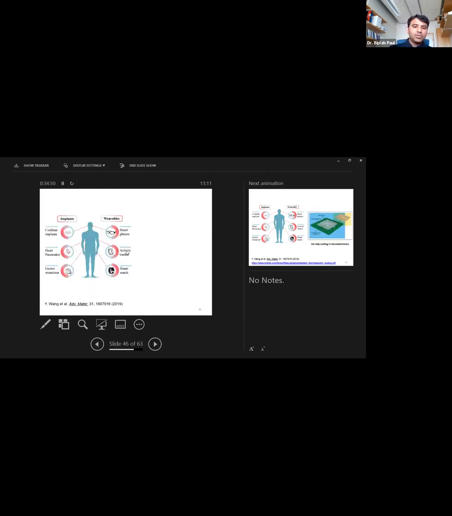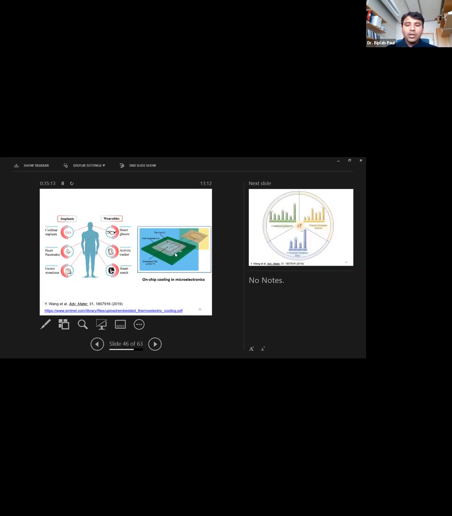So this scheme shows different wearable and implantable applications. Micro thermoelectric devices can be integrated with smart glass, activity trackers, smartwatches, and they can also be implanted within the body for some biomedical applications, for example, to power pacemakers. And I already mentioned that thermoelectric microcoolers can be useful for on-chip cooling.